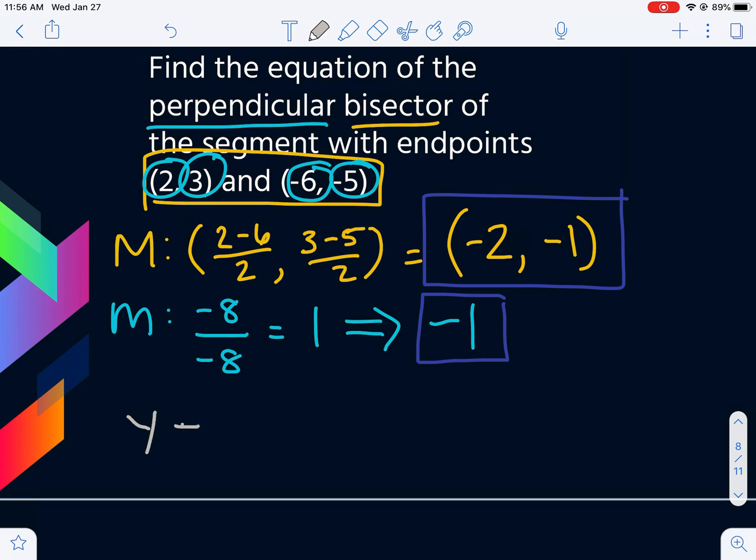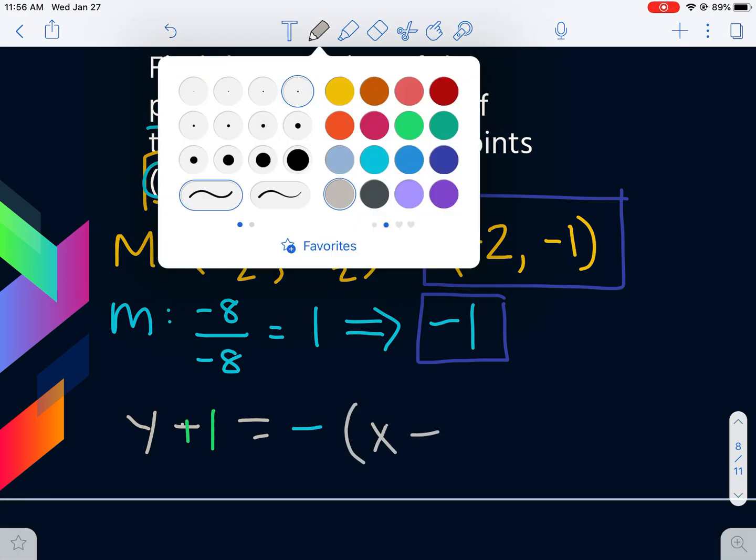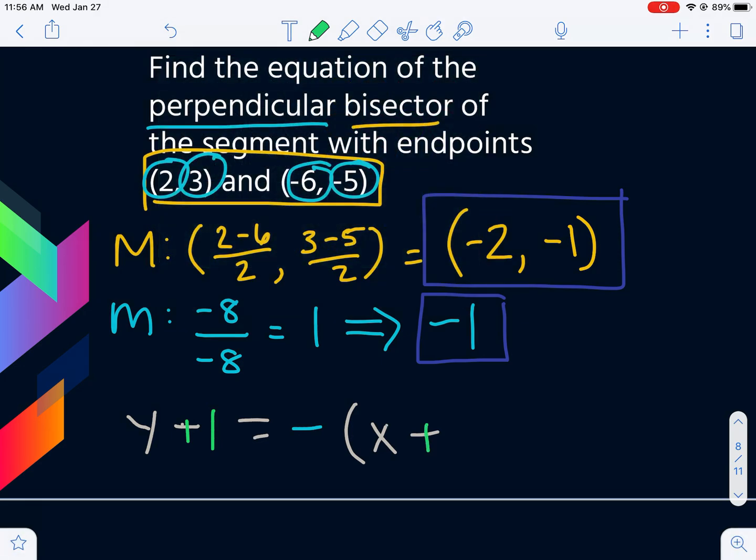So again, I'll have y minus a negative 1, so it becomes a plus 1, equals negative x minus a negative 2 becomes a plus 2.